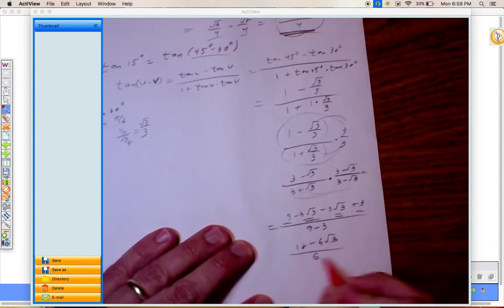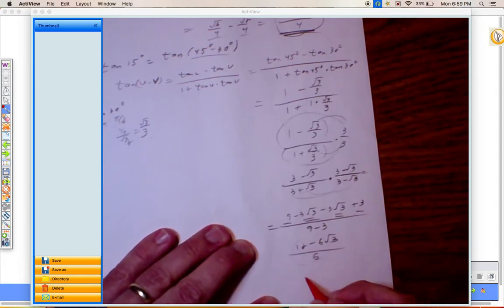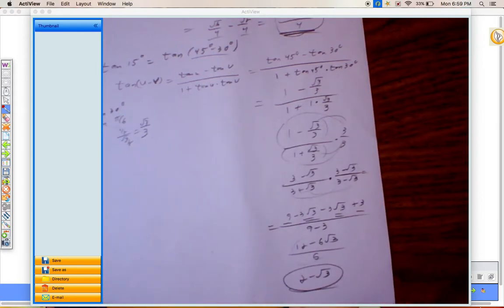over 6. Simplify all three of these, and I get 2 minus the square root of 3.